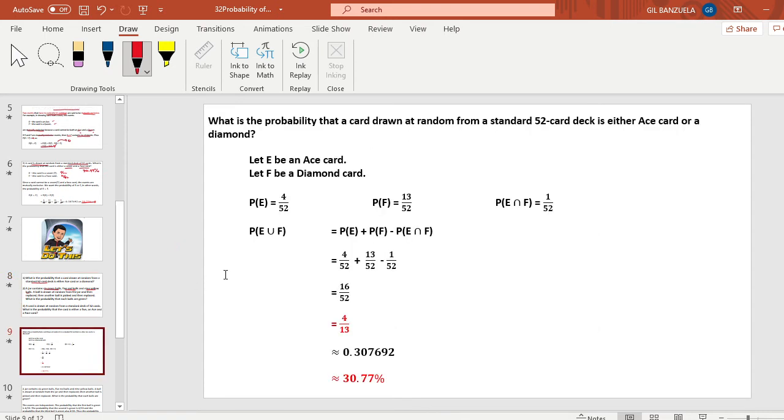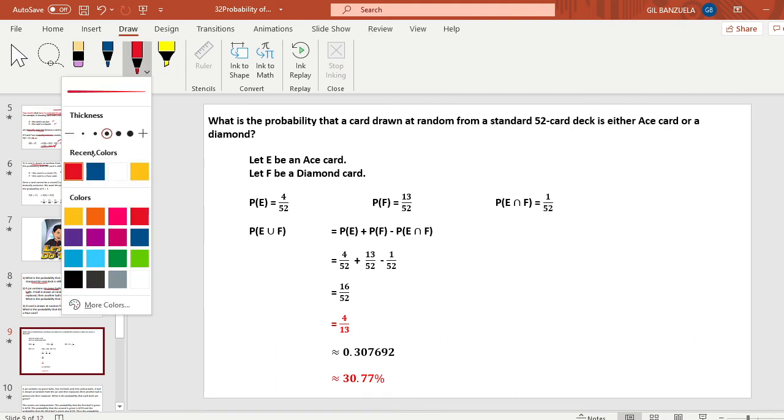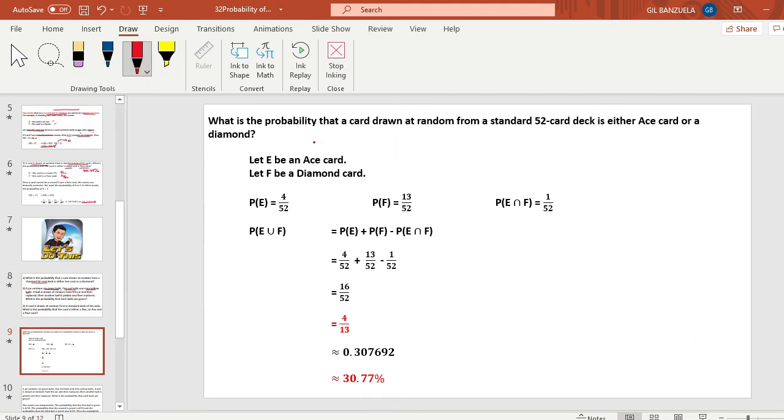Alright. So let's discuss the solution for the first problem. What is the probability that a card drawn at random from a 52 card deck is either an ace or a diamond? So there are 4 aces out of 52, of course. There are 13 diamonds, since each suit has 13 cards, so 13 over 52.